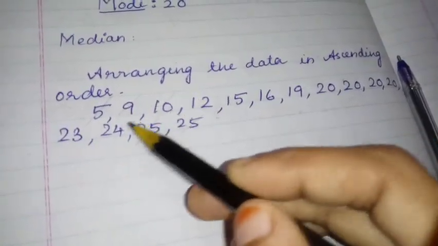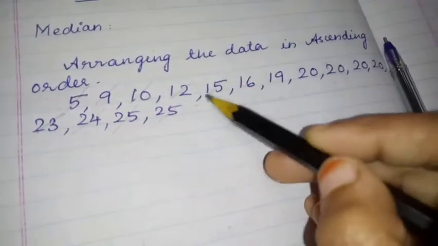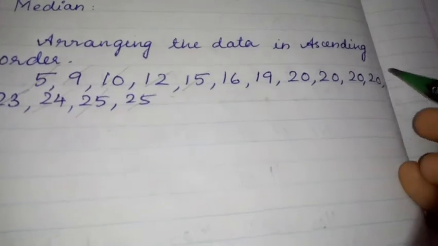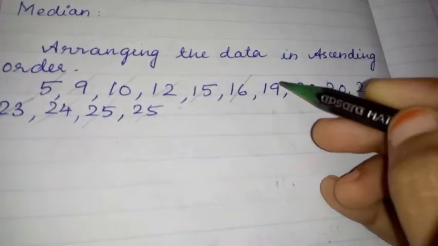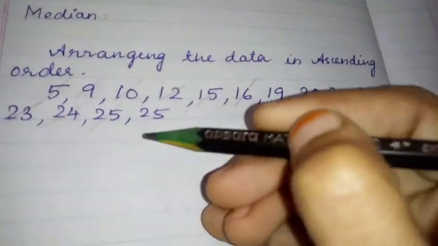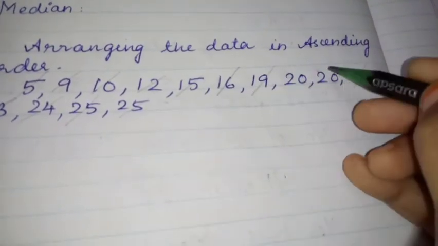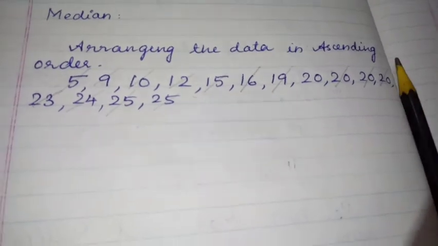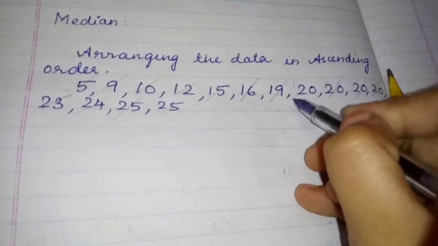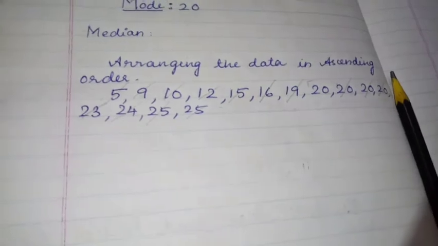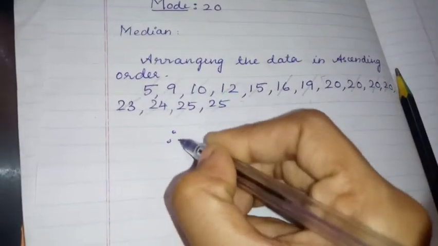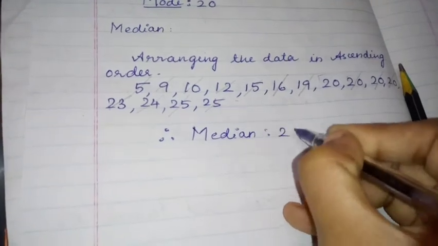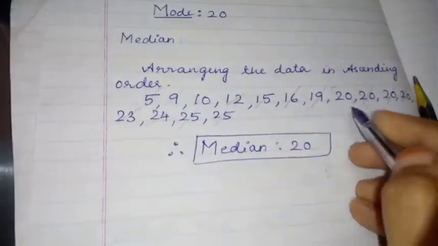Like this, you can cross it, children. First to last like that, you can cross it, okay? If you cross one here, you should cross one at the last. So it will be very easy. In pencil, do it lightly. Don't do it darkly. Okay, so what is the center value now? 20. So that is your median. Therefore, our median is 20, because 20 is our middle value.